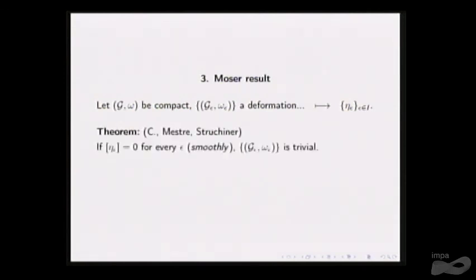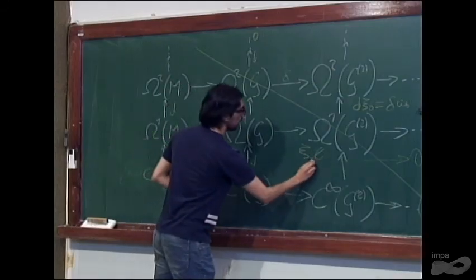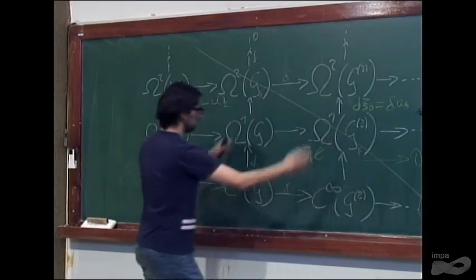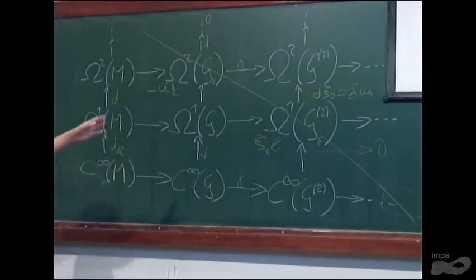If at each time this eta epsilon is exact for every epsilon, in a smooth way, which later I'll tell you what this means, then the deformation is trivial. And by exact in a smooth way, I want to say that at time epsilon, eta epsilon is an element like this, and in every place we have epsilon.